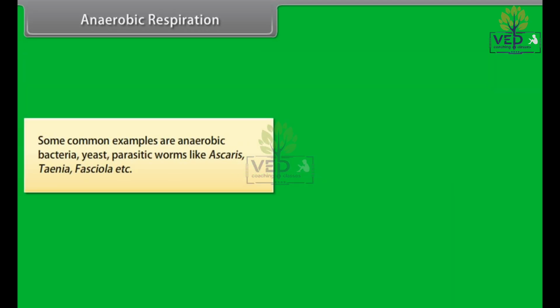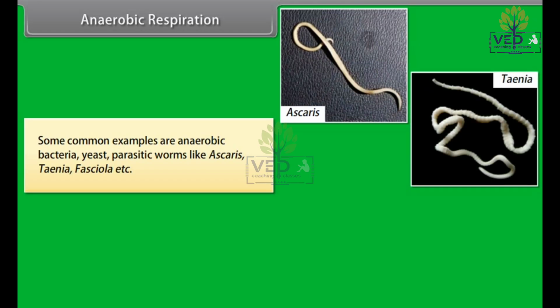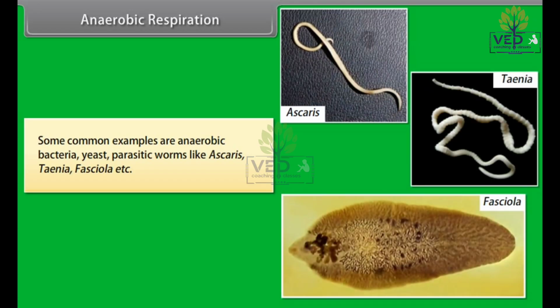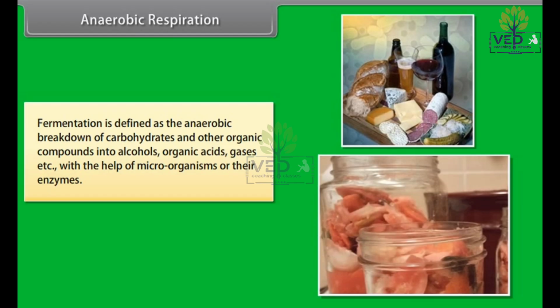Some common examples are anaerobic bacteria, yeast, parasitic worms like Ascaris, Taenia, Fasciola, etc. In microorganisms, the term fermentation is more commonly used in place of anaerobic respiration. Fermentation is defined as the anaerobic breakdown of carbohydrates and other organic compounds into alcohols, organic acids, gases, etc. with the help of microorganisms or their enzymes.